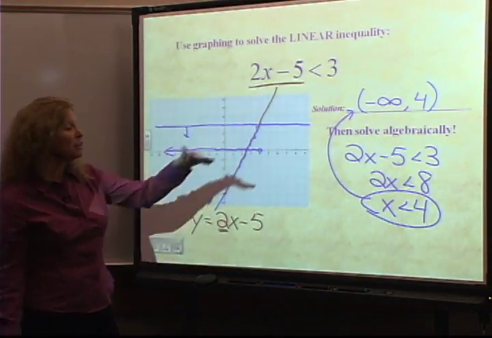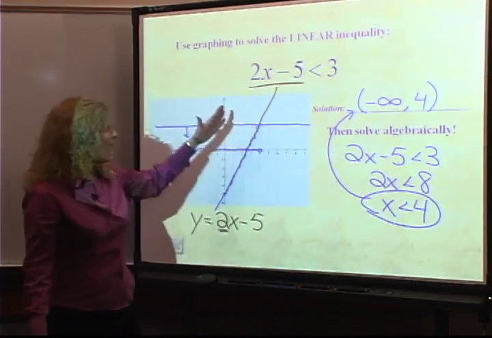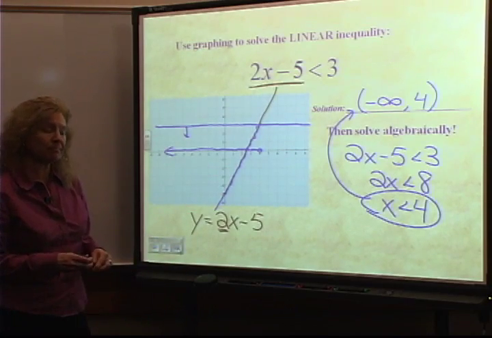So what we have here is both the algebraic process, which was very nice and easy, and we have a picture to illustrate the exact same thing. All right?